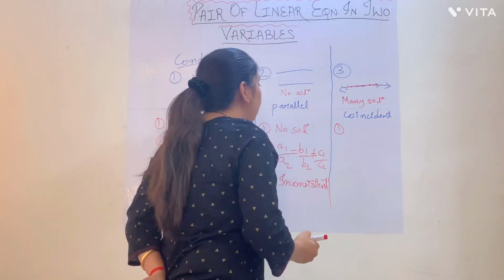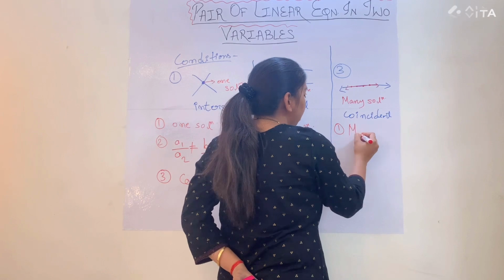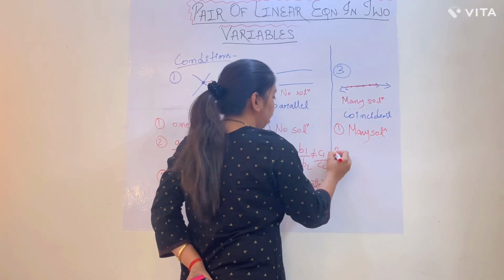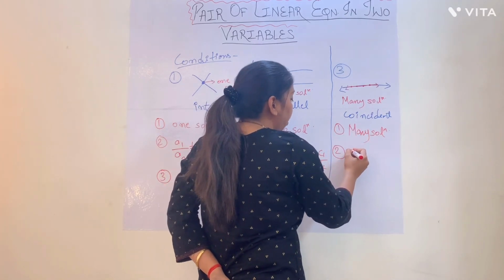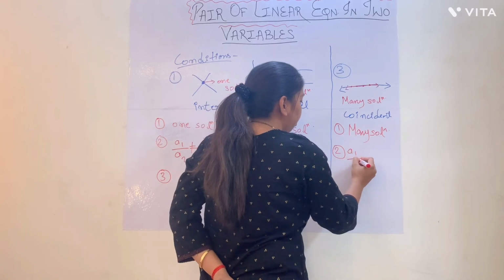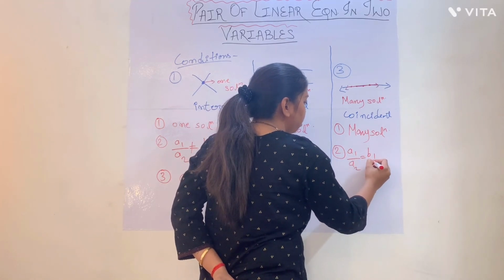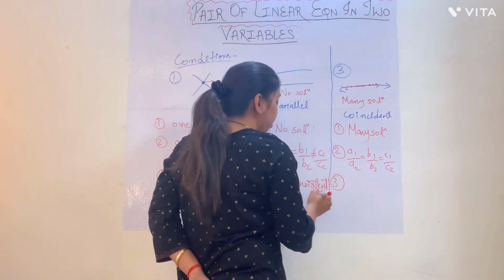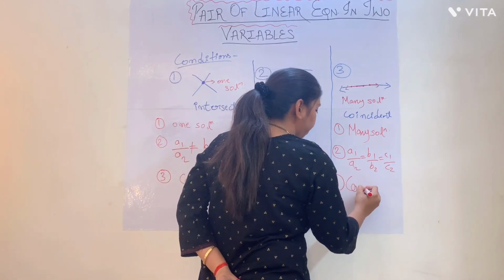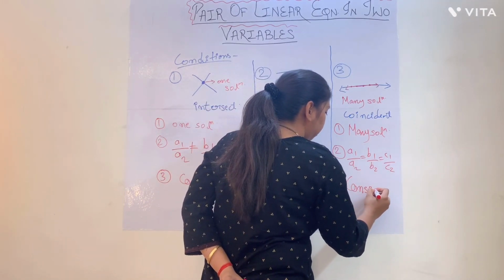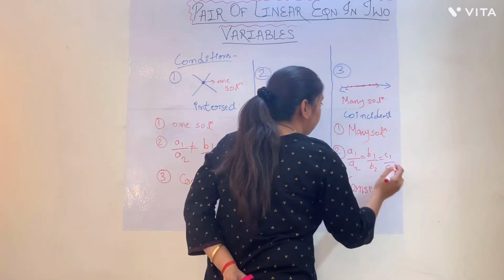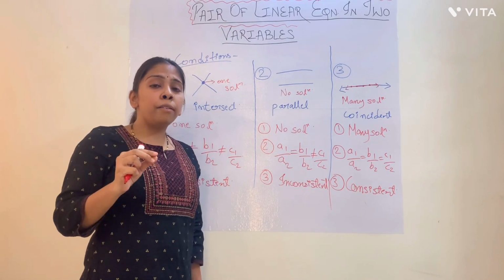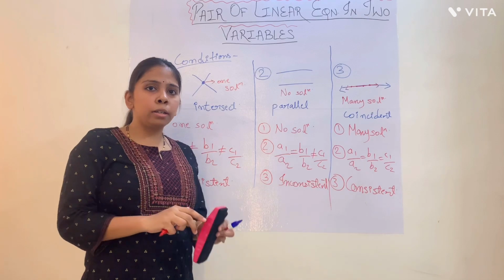And in coincident lines, there are many solutions. In this case, the ratios of constants are a1 upon a2 is equal to b1 upon b2 is equal to c1 upon c2. And this one is a consistent line, because there are many solutions. The lines are consistent when they have at least one solution.